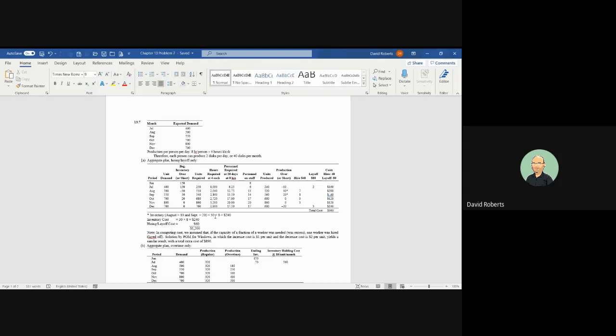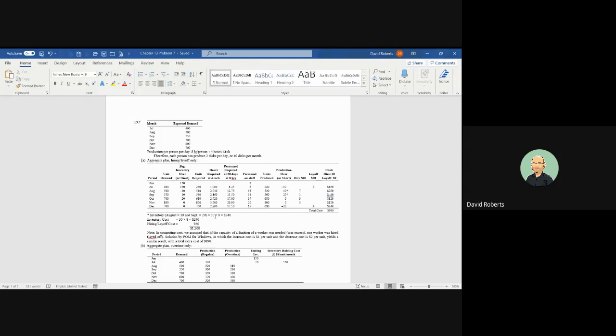So you wind up with 510 units required. You multiply that by the 4 to wind up with 2,040 hours required. You take the 2,040 divided by 160, or again, you could divide it by 20 and then divide it by 8, either way. So you wind up with 12.75 employees. In this case, they rounded it up to 13. So you're going to have to do a bit of rounding.